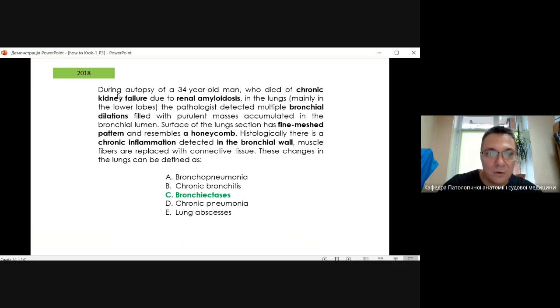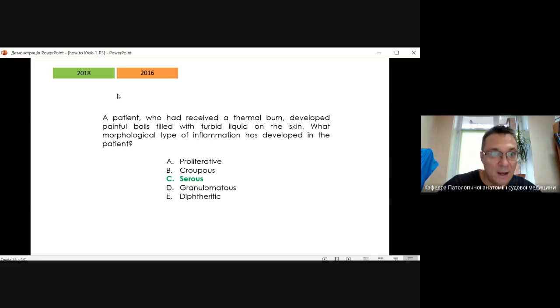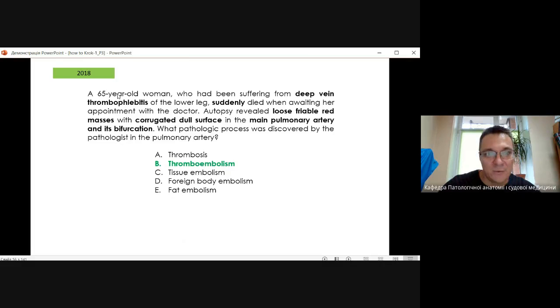It was the question about renal amyloidosis, this chronic kidney failure, and dilations in the lungs, which are bronchiectasis, as you remember, honeycomb pattern. It was again, oh, that's curious. That was the time traveler from 2016. It was about the thermal burn and the opaque liquid and the boil. That's serous inflammation. It was about the deep vein thrombophlebitis, which resulted in the development of thromboembolism in the main pulmonary artery.